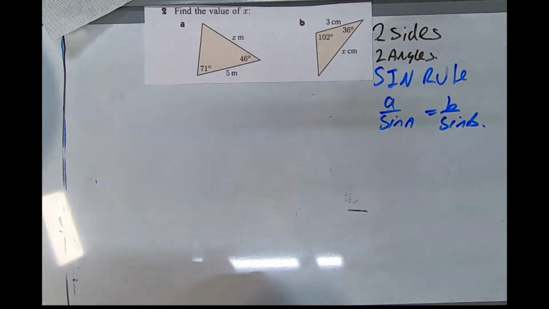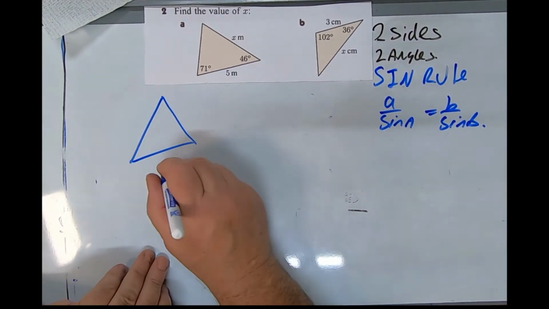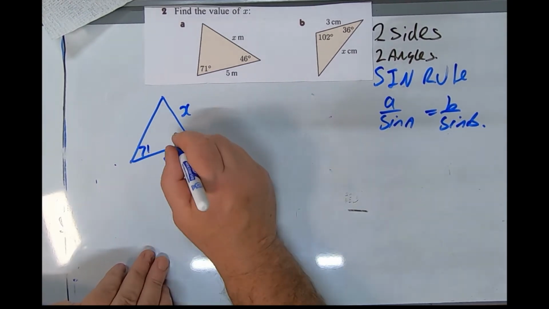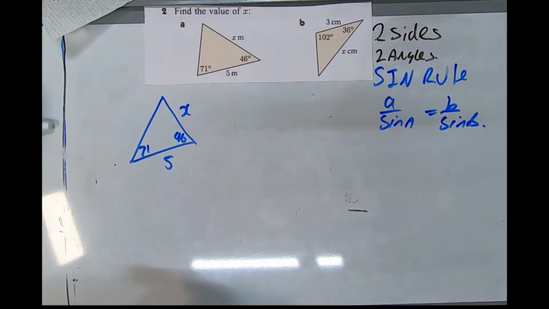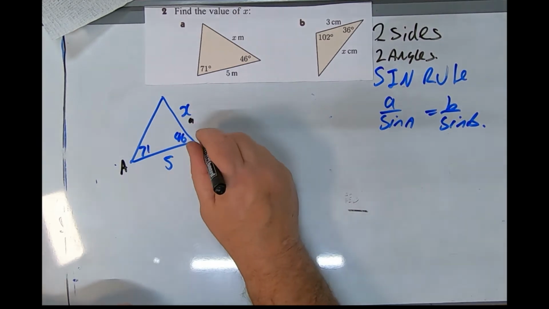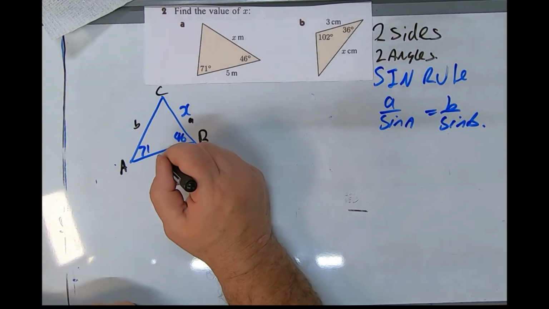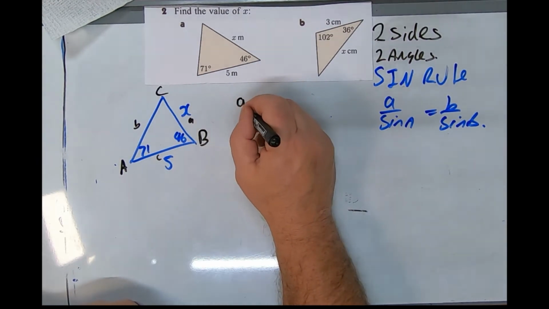A couple from question 2. So I've got my triangle. I've drawn my triangle in, 71, 46. You should always be keen to draw the triangle in. Label up my system: A, little a, B, little b, C, little c. Write my rule.